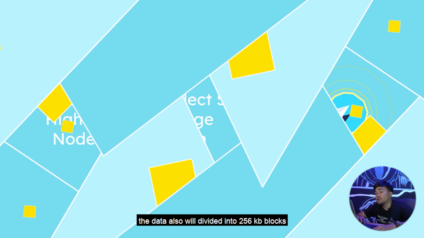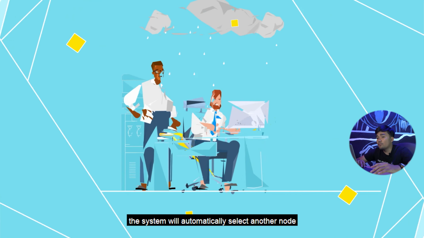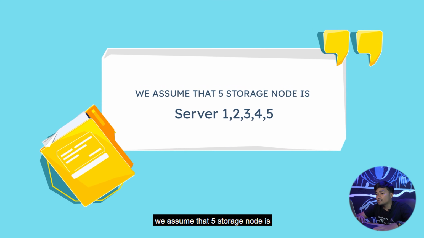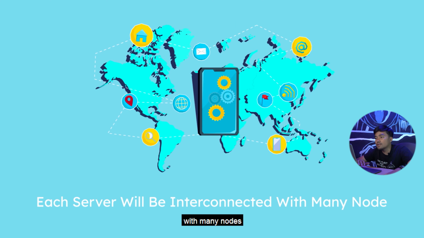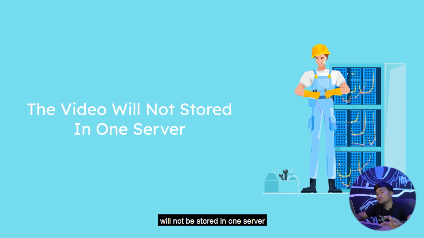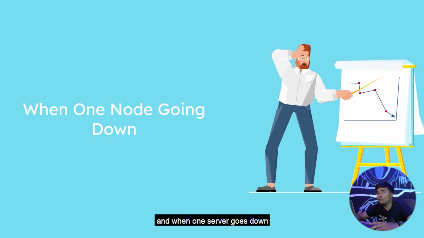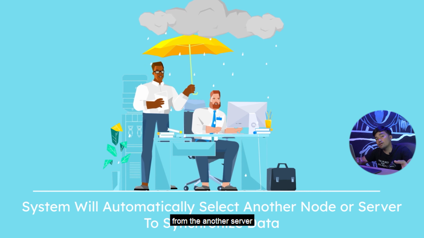The data, of course, is divided into 256 kilobyte blocks. If one of the 5 nodes goes down, the system will automatically select another node to synchronize the video data. We assume the 5 storage nodes are server 1, server 2, server 3, server 4, and server 5. Each storage node is interconnected with many nodes. So the video that we upload to FavorTube will not be stored on one server, but for example on 5 servers, and when one server goes down, the system will automatically synchronize the data from another server or node.